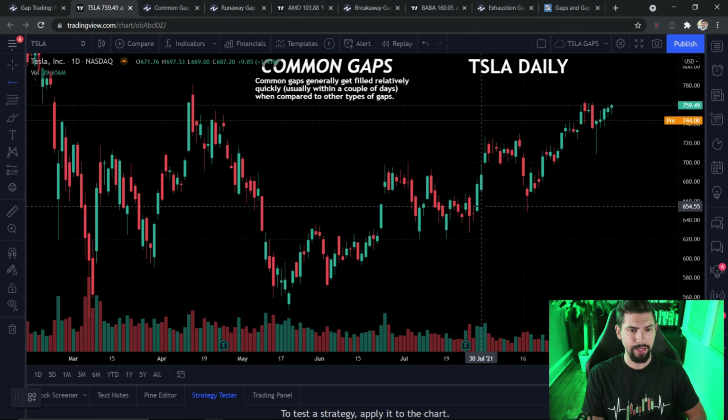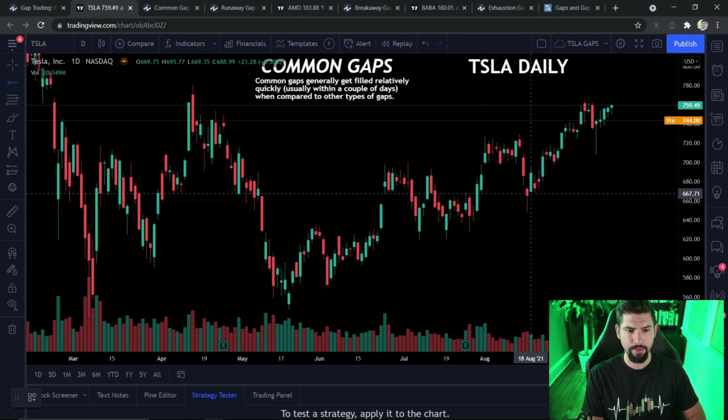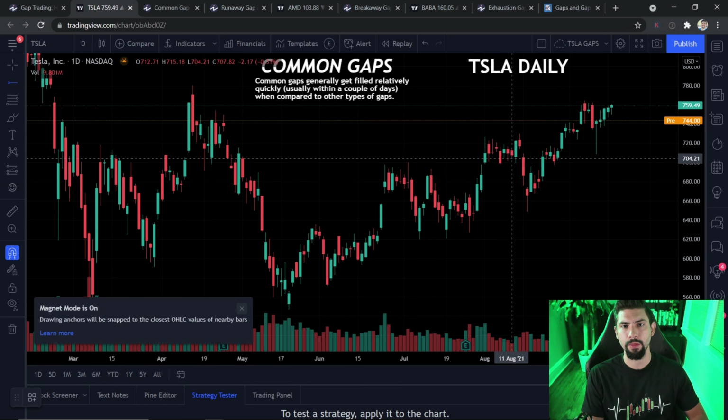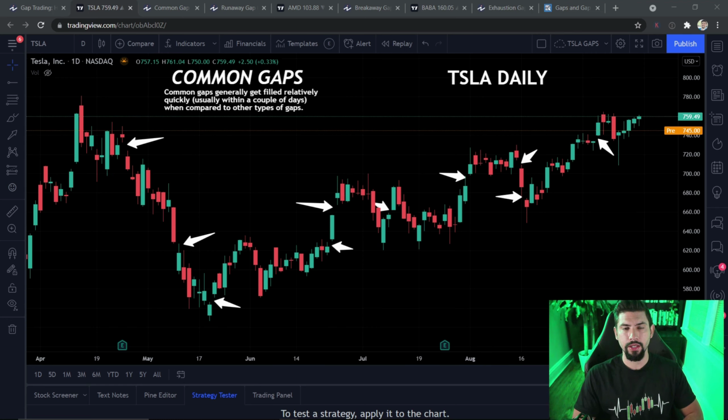If I turn the magnet off, then it's basically just me trying to find the exact level and then trying to mark it perfectly at that level. So you don't want that. You want to make sure that you have your magnet on so that these levels are completely accurate. Just to reiterate, price gaps are formed when price closes at a certain level and then it opens above or below that area. And that forms a price gap.